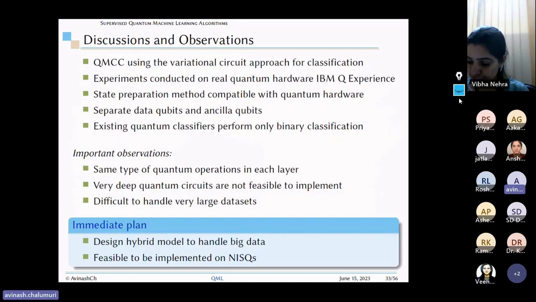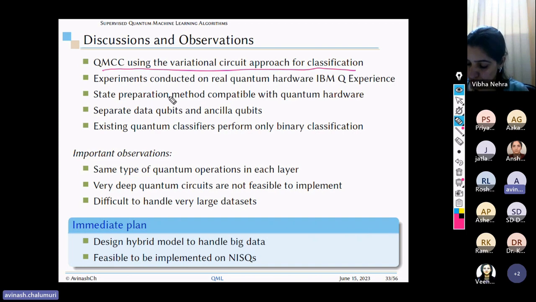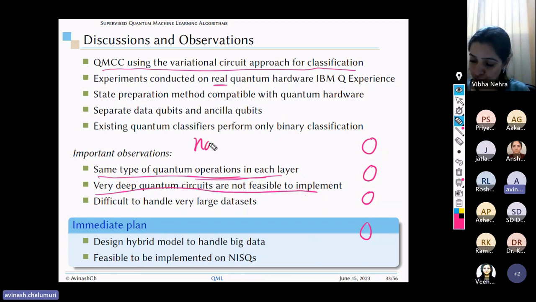Right? So what are the observations in this particular work? What we are trying to do is use quantum machine learning to classify different data points, and we also did it on real hardware. The important observations are that we are using the same type of quantum operation in each layer. Unlike the way we change activation functions in hidden layers, we are not doing anything like that. Very deep quantum circuits are not feasible to implement, as I told, and noise is a concern right now.